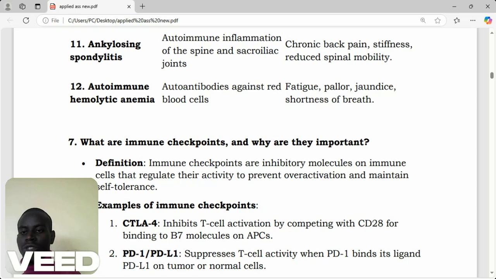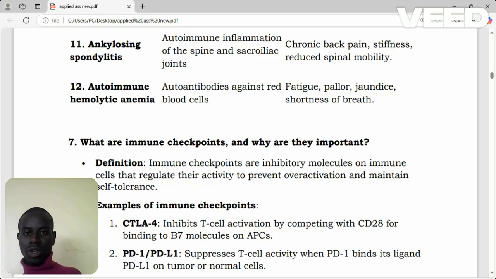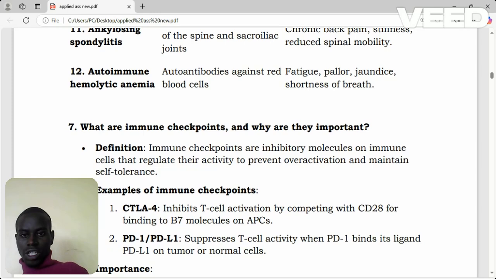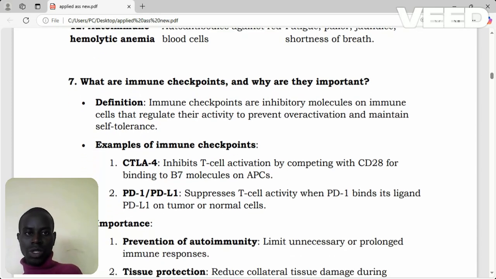Let me move on to the seventh question, which asks: what are the immune checkpoints and why are they important? By definition, immune checkpoints are inhibitory molecules on immune cells that regulate their activity to prevent overactivation and maintain self-tolerance. Here are some examples of immune checkpoints.